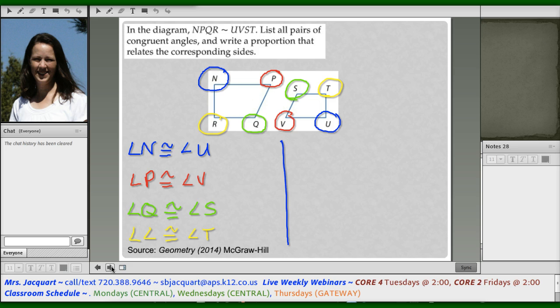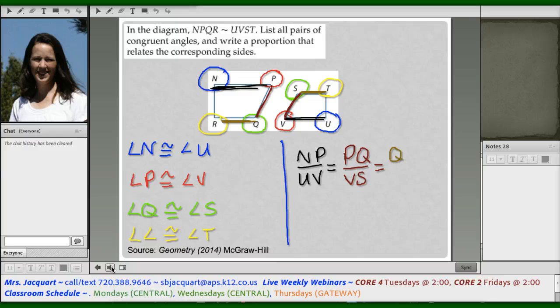Let's create our ratios, our proportions. Let's do np to uv, equals pq to vs, which equals qr to st, which equals rn to tu.